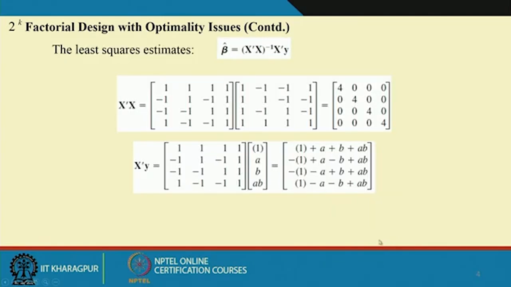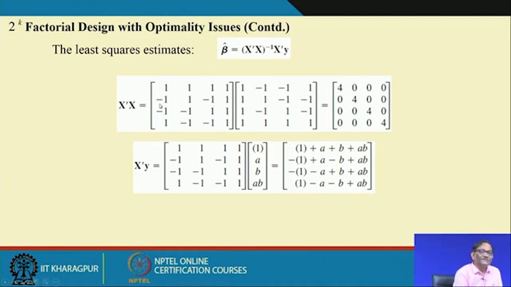And from the estimation point of view, this is the formula, the ordinary least squares formula: X transpose X inverse, X transpose y. So, if your data X is this one, then X transpose will be this, and when you multiply these two, you will get a very interesting matrix here. You see, the diagonal elements are 4, the off-diagonal elements are 0. Are you getting me?